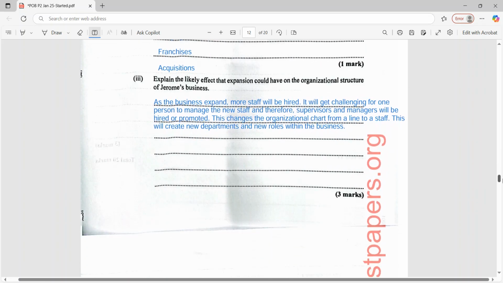Explain the likely effect that expansion could have on the organizational chart of Jerome's business. So, as the business expands, we're going to need more workers. So, more staff will be hired. It will get challenging for one person to manage the new staff, and therefore we'll get more supervisors and more managers. This changes the organizational chart from a line to a staff, and this will create new departments as well as new roles within the business.